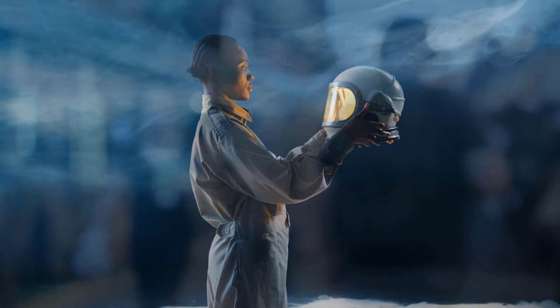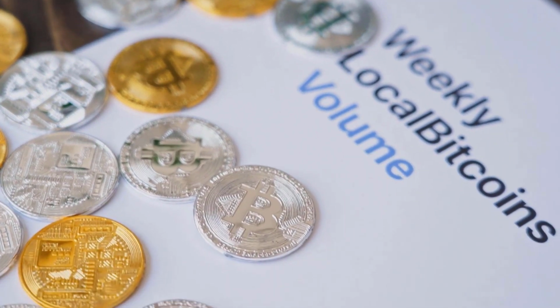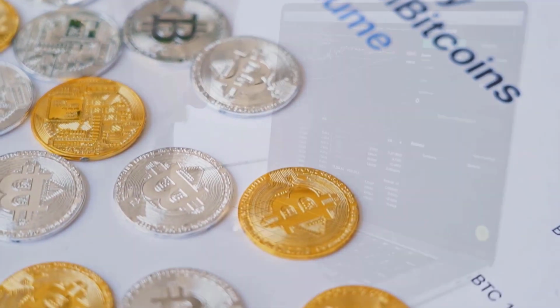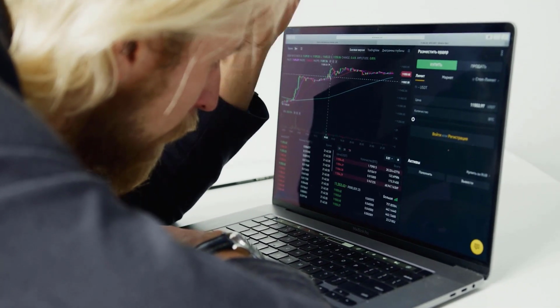Algorand cost expectation for September 2023. Initially cost at $0.11. Most extreme cost 11 cents. Least cost 8 cents. The normal for the month 10 cents. Algorand cost figure toward the month's end 9 cents. Change for September 18.2%.